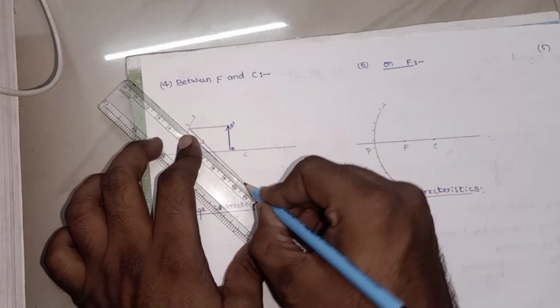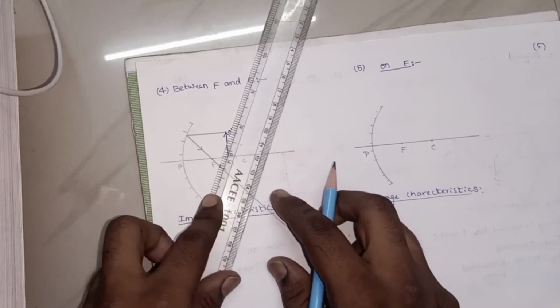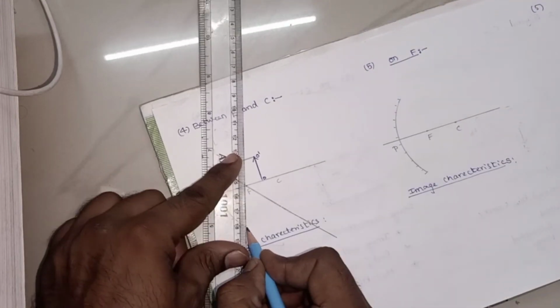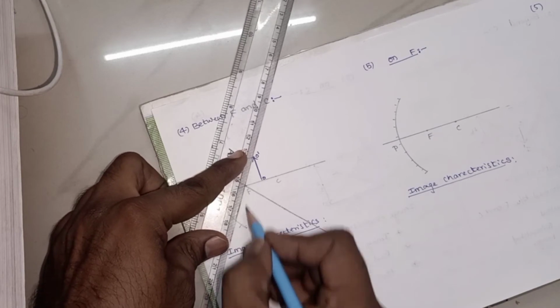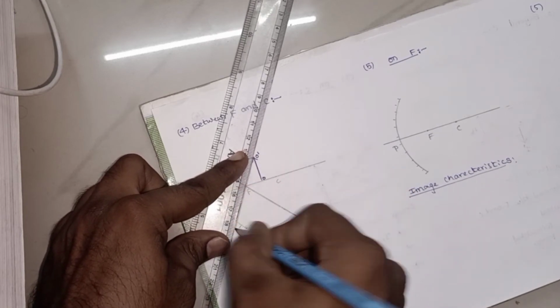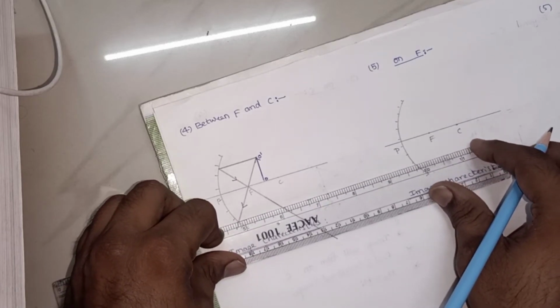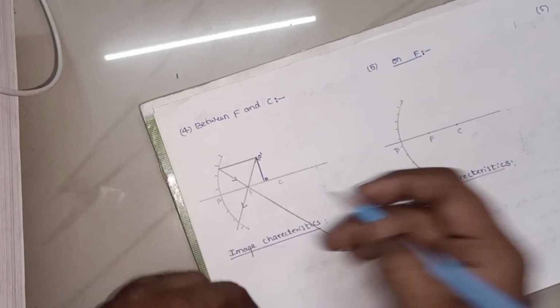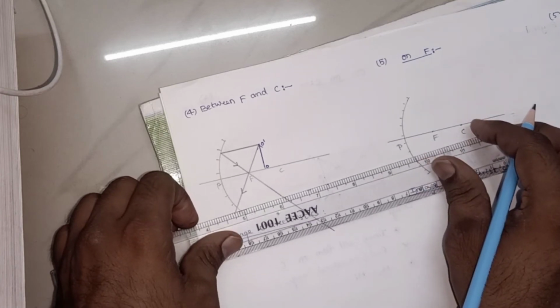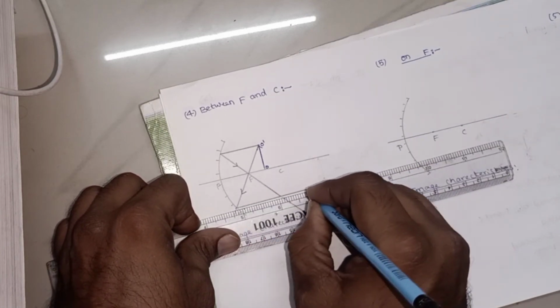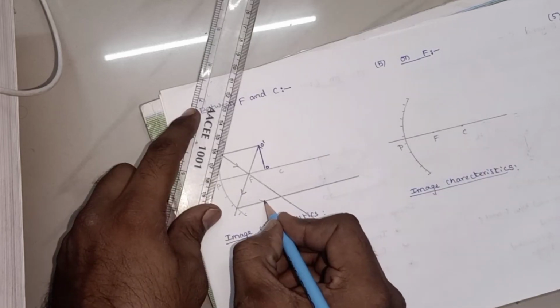And the second ray you can take as the ray which is passing through focus. This is the ray which is passing through focus. Now the reflected ray will be parallel to the principal axis. See, in order to get that, here even I didn't get it. Now what will I do? See, look at here. This is the reflected ray.